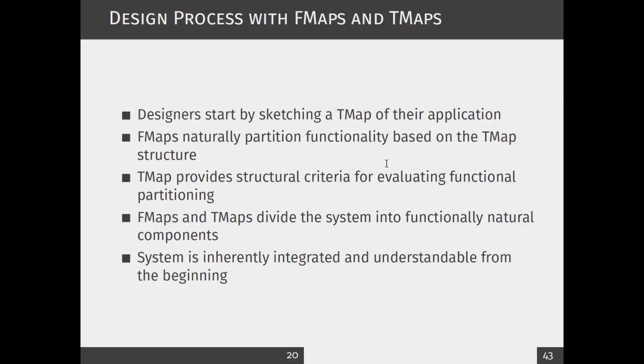Now, how do you design with these F maps and T maps? They start by looking at the T maps of your application, the types of the application. The F maps also partition functionality based on the T map structure, because you start with the types in the first place. So the T map gives you a structural criterion to evaluate the functional partitioning. Then F maps and T maps divide the system into functional and natural components.